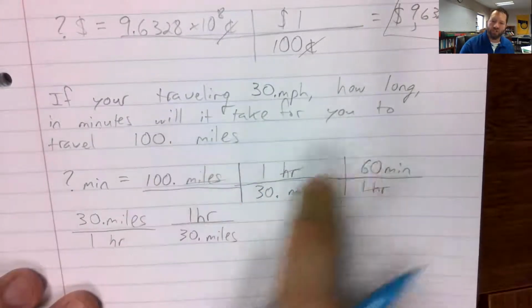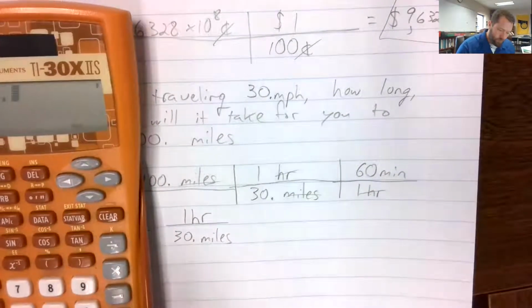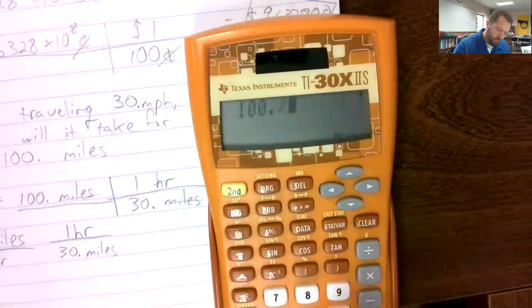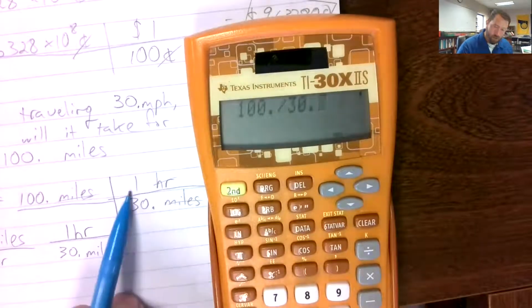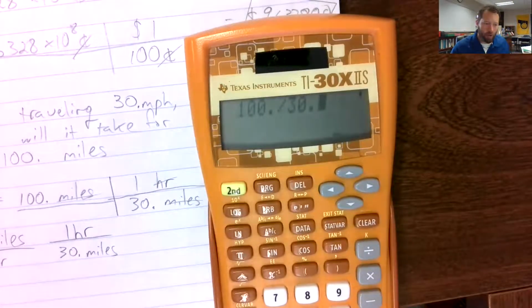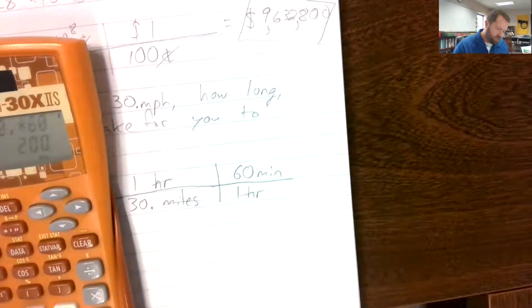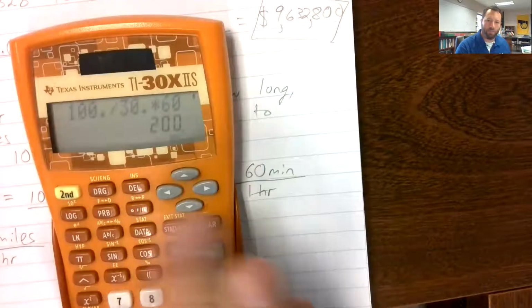We multiply across the top, divide out the bottom. So 100, I'm going to put my decimal point there, divided by 30, I'm going to put my decimal point there. Again, I don't have to say the times point. If you want to, you can, but I just know that it's the identity property. It's not going to change anything. And then times 60. And I'm left with 200.